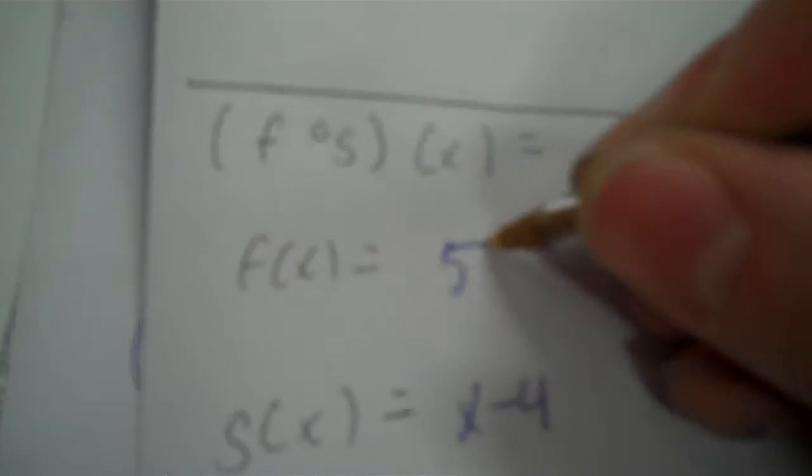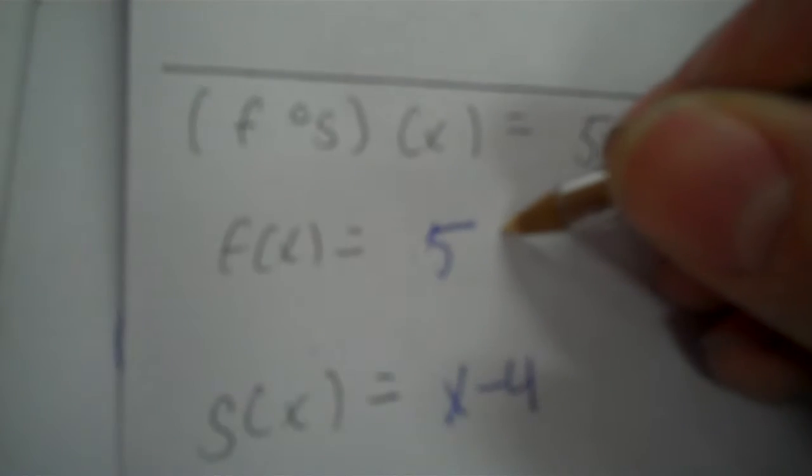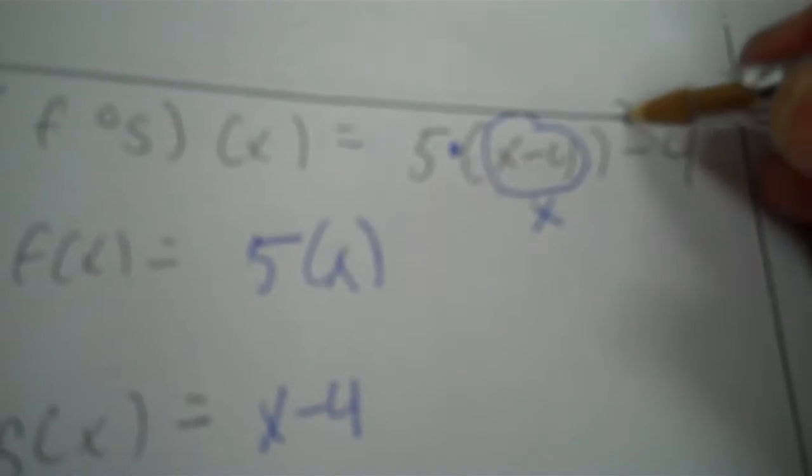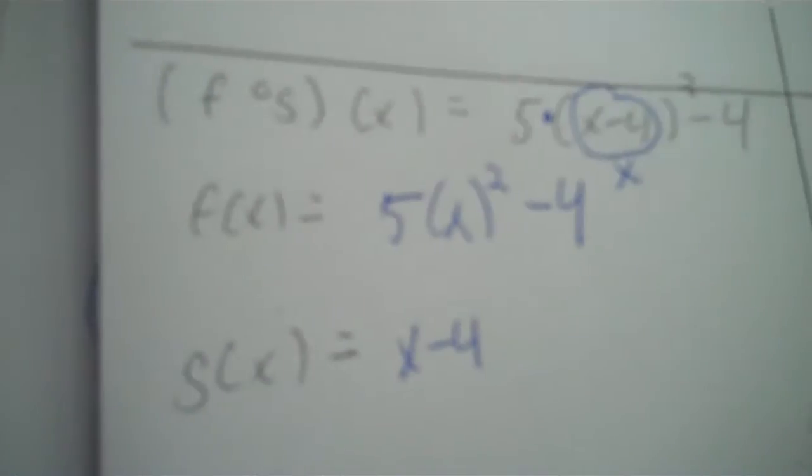Okay, next one. F of g of x equals 5 times the quantity x minus 4 to the second power minus 4. So the quantity is a second power. Now the function is a second power. So you take the inside expression, and that's your g. Now the rest of it, you're going to write 5. Then instead of this, you're just going to put x. You can put it in parentheses or not, it doesn't matter. And then the second power minus 4. That's all you do.